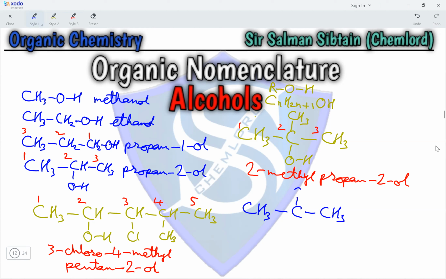Another example, CH3, C, CH3 with chlorine at one end and OH at the other. Numbering would be 1, 2, and 3. The name would be 2-chloropropan-2-ol.